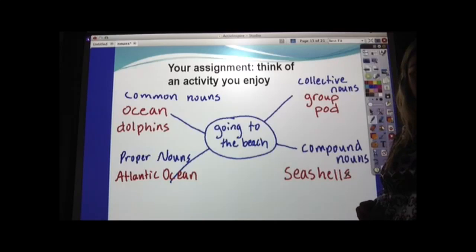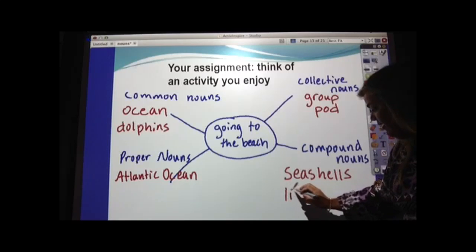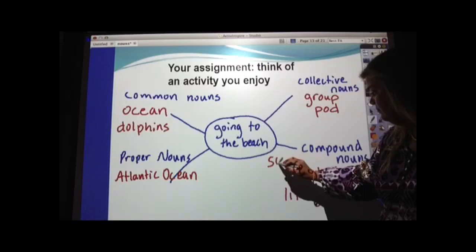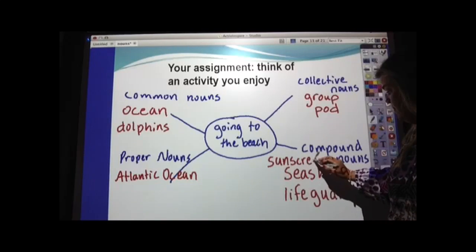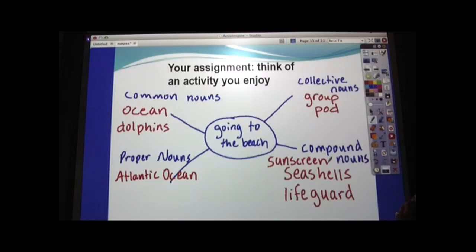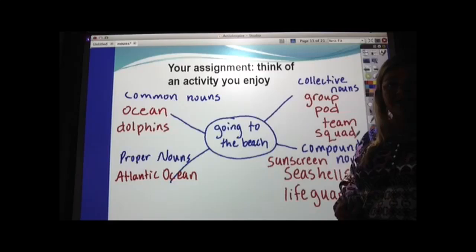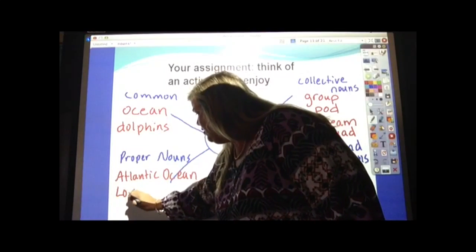And who is it at the beach who helps look out for you and supervise the swimmers? Well, that's the lifeguard, right? And when it's a sunny day, there's something that you should put on to help prevent a sunburn, and that's some sunscreen. Those are all compound nouns. Now, when I see the lifeguards, you might say that there's a team or squad of lifeguards. And when I go to the beach, where do I like to go? Well, over to Long Beach Island.